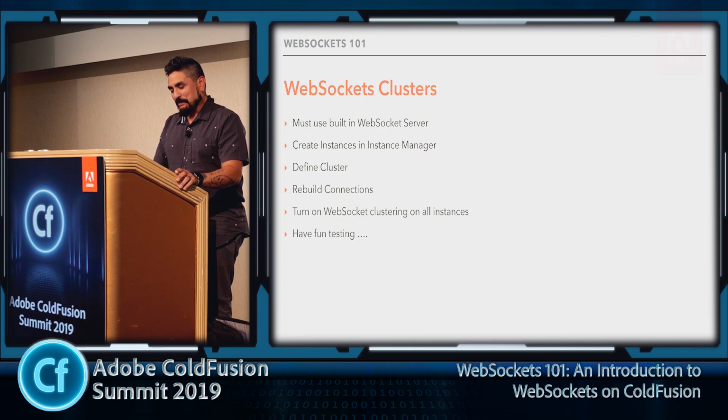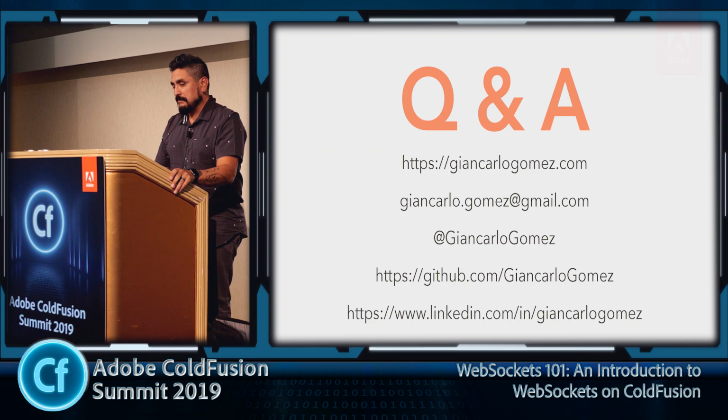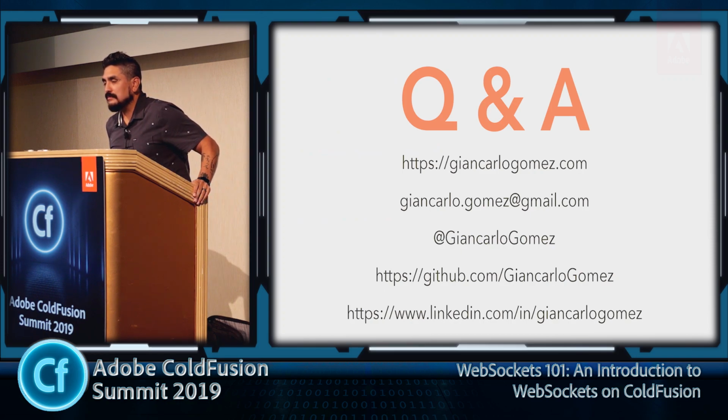So the way you do that in your CF admin, you must use a built-in WebSocket server. You create the instances in your instance manager. You define your clusters. You rebuild all your connections, and then you turn on WebSocket clustering on all instances, and that'll be right in the admin. You'll actually see all that in the admin. And then you just have fun testing.